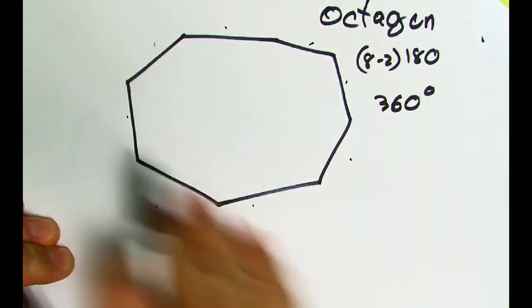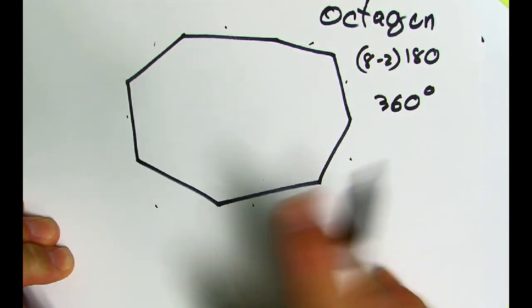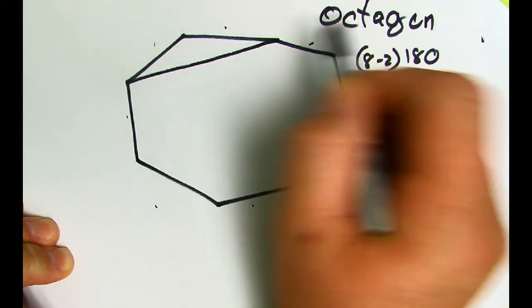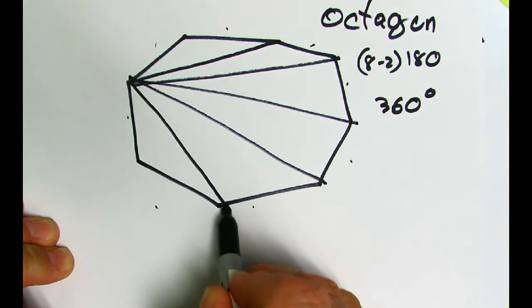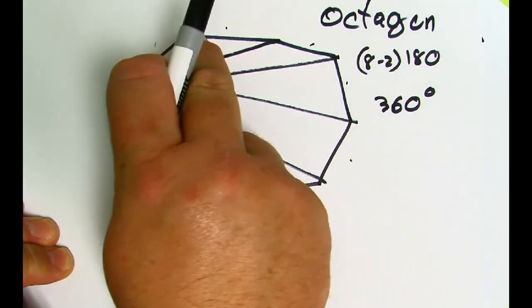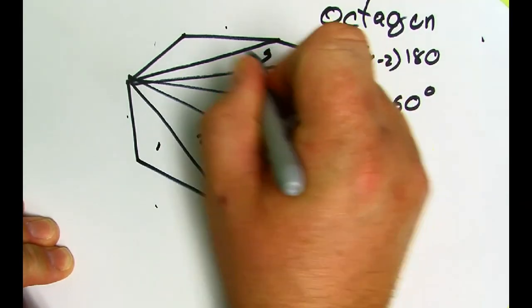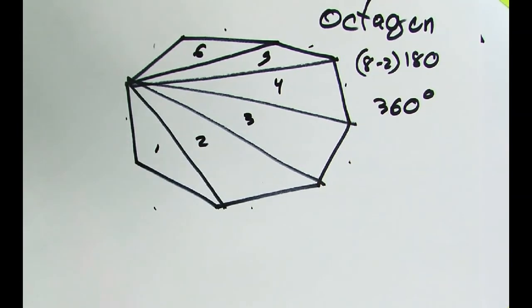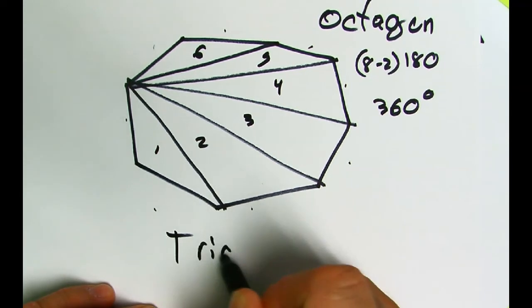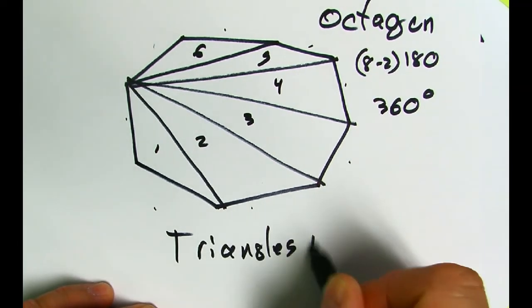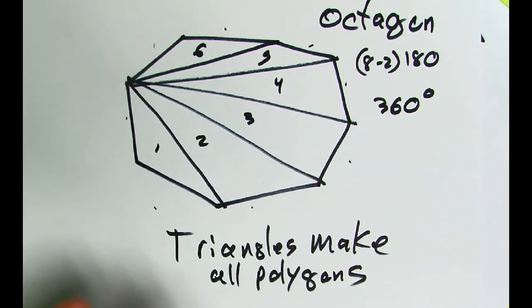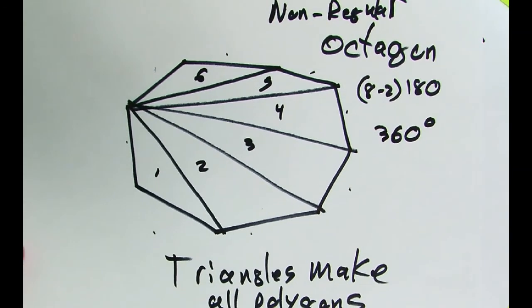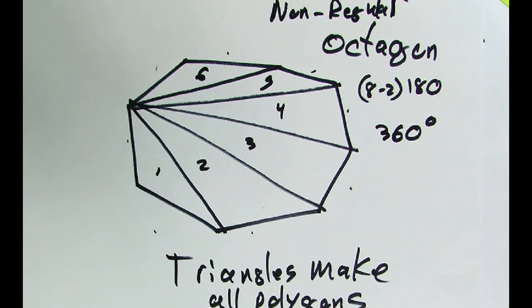octagon, but this octagon is not really made of 8 sides. It's really simply made of 1, 2, 3, 4, 5, 6 triangles. So triangles make up all polygons. And so everything we do for polygons is going to be based off of triangles until we talk about area or volume, and in which case we'll start talking about squares.